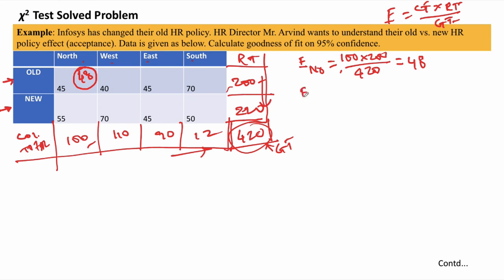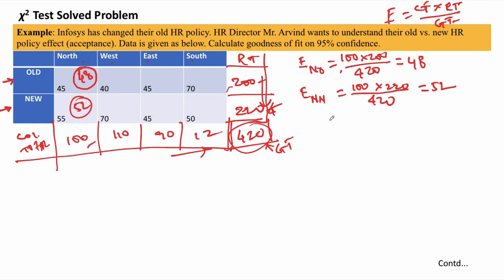Similarly, the expected value of north new is 100 multiplied by 220, this is 220, divided by 420. So I am getting the value of 52. So this is the value of 52.